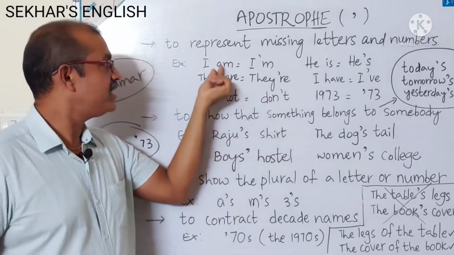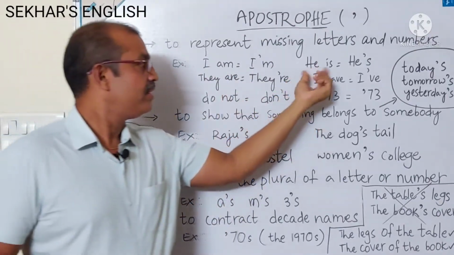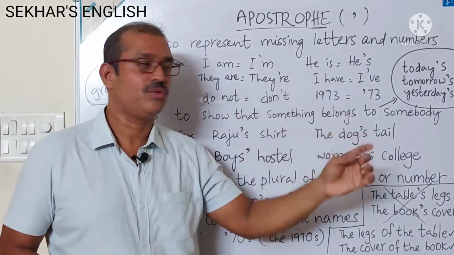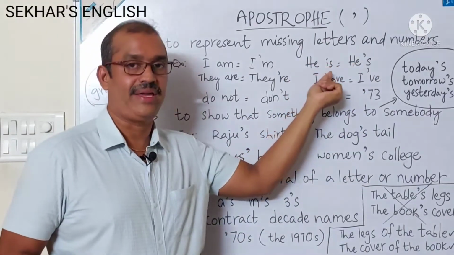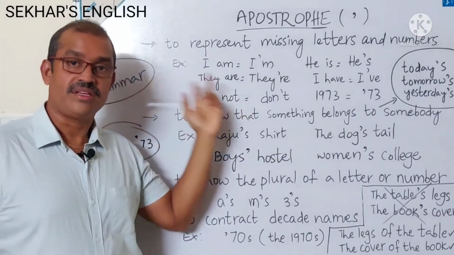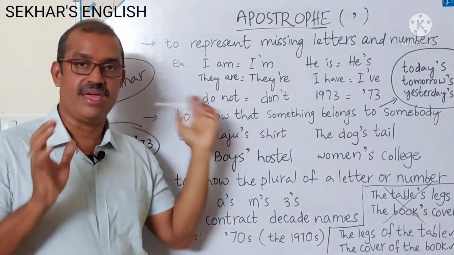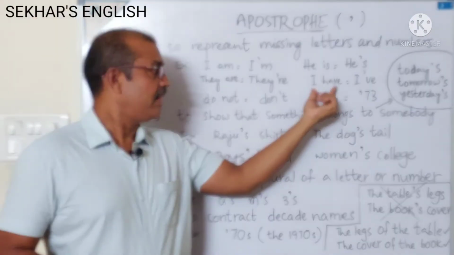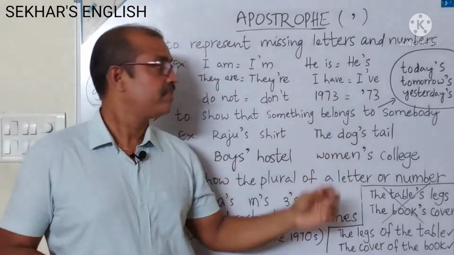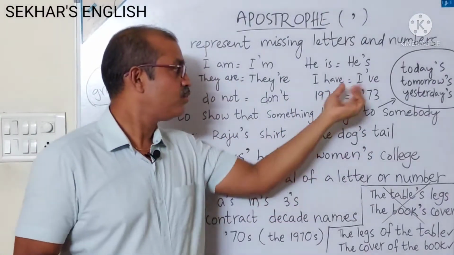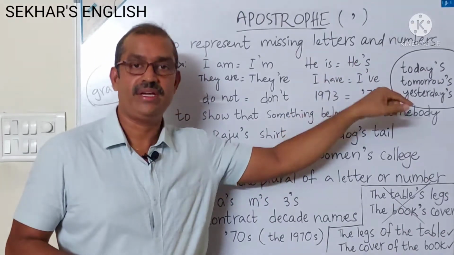So what is missing here? A. He is. This is the full form. The short form is he's. What is missing here? I. They are. This is the full form. The short form is they're. So what is missing here? A. And here you see I have. This is the full form. The short form is I've. So what is missing here? H and A.